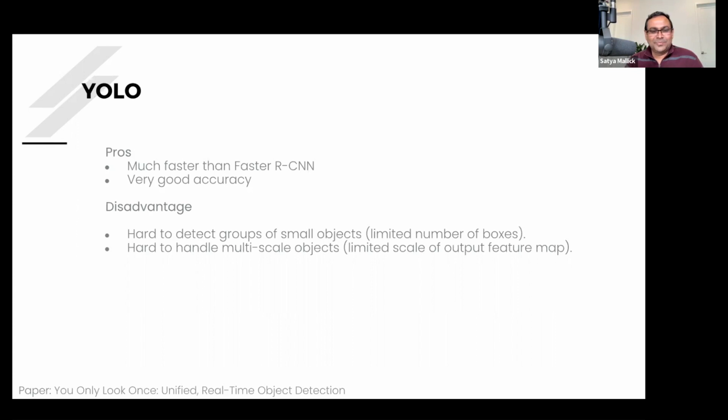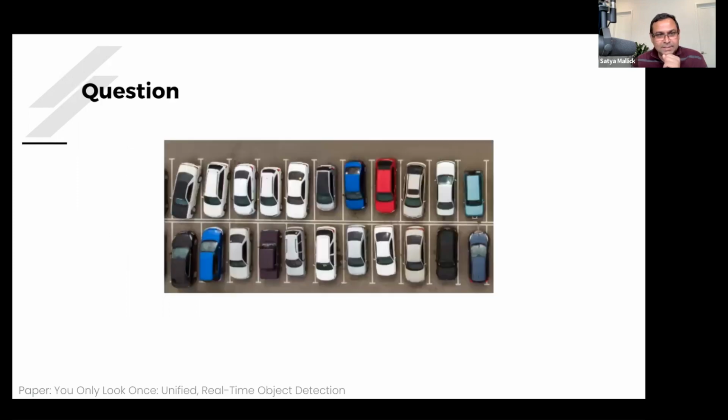But the problem with YOLO version 1 is that it misses small objects, and it also misses objects at multiple scales. It cannot handle multi-scale objects. That's pretty much because the scale of the output feature map, the 7x7 grid, limits what it can do. So that brings us to the question.